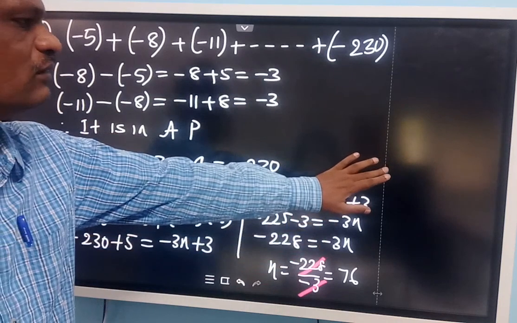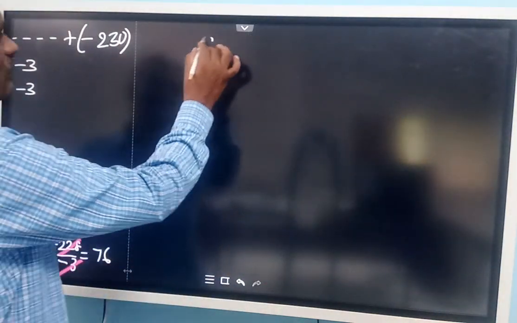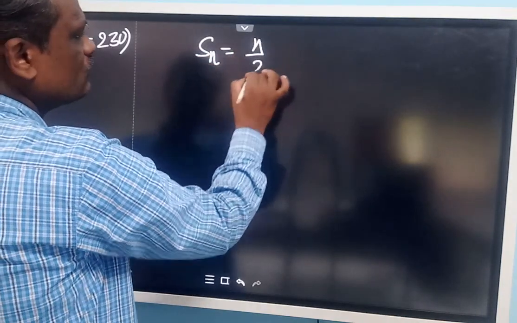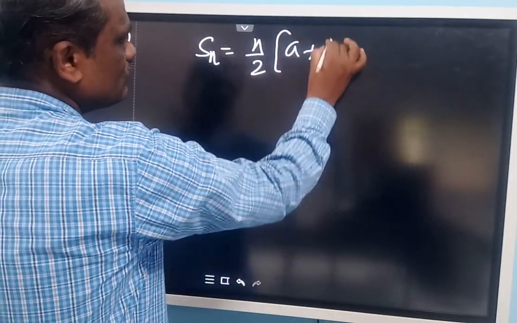So let us calculate now Sn. Sum of n terms is equal to n by 2. Use the second formula, a plus l.